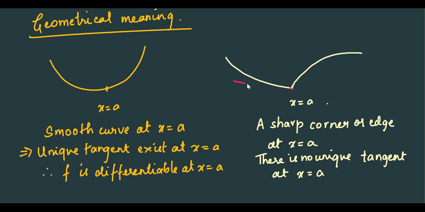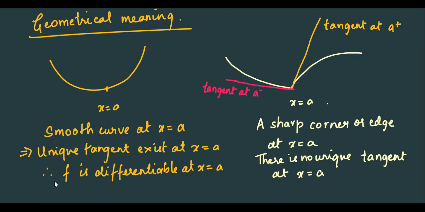So that tangent will be like this. This will be one tangent to the left. Then take the point A, and just to the right of A, you take another point and you draw a tangent. It will be like this. This is the tangent at A plus. This is the tangent at A minus.